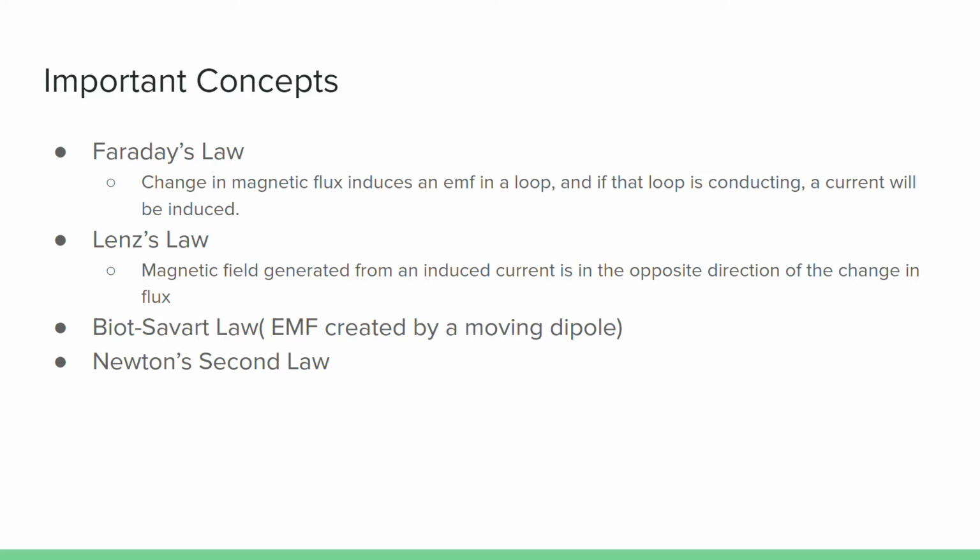Some important concepts used were Faraday's law, which can be explained by the change in magnetic flux inducing an EMF in a loop, and if that loop is conductive, a current will be induced. Lenz's law: the magnetic field generated from an induced current is in the opposite direction of the change in the flux. Third, the Biot-Savart law, and finally, Newton's second law.